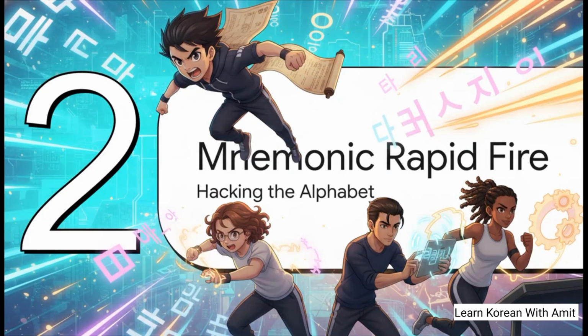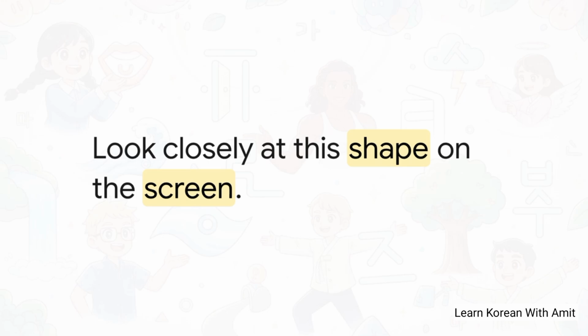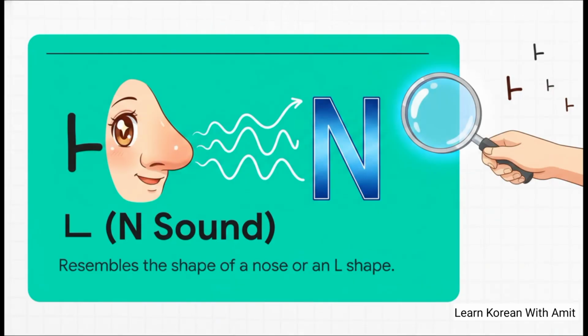Which brings us to Section 2, Mnemonic Rapid Fire, hacking the alphabet. Okay, let's dive into this. We are going to do a high-energy, rapid-fire training montage right now to lock in the next few letters. I need you focused and ready. Here is our first rapid-fire character. Take a really good look at the angles on this shape. Notice how this clearly resembles a nose sticking out from a profile face, or even just an L shape. Because it looks like a nose, it maps perfectly to your N sound. Nose equals N. Incredibly straightforward, right?